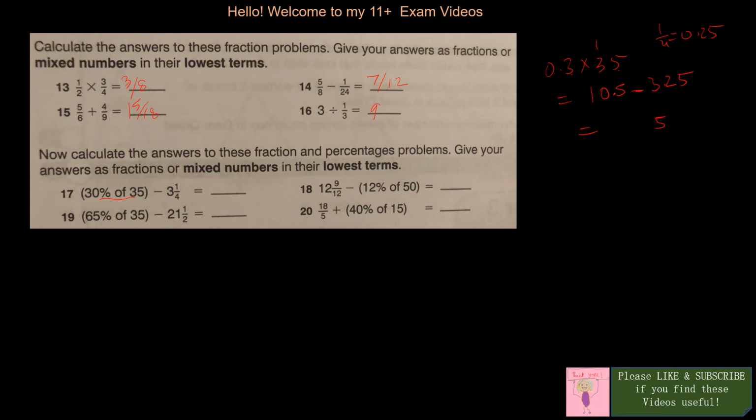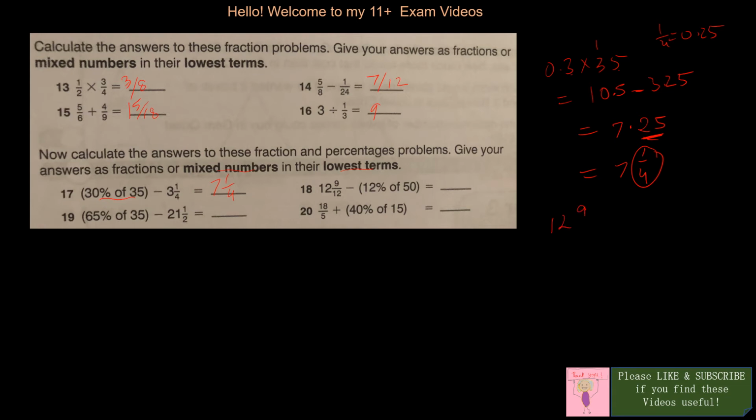Okay, so we get 5. This becomes 4 minus 2 is 2, and this is 7. Yeah, so it's 7.25. We convert the 0.25 back into fraction, so I get 7 1/4 because they have said mixed numbers in their lowest terms. Okay, next one is 12, 9 out of 12.